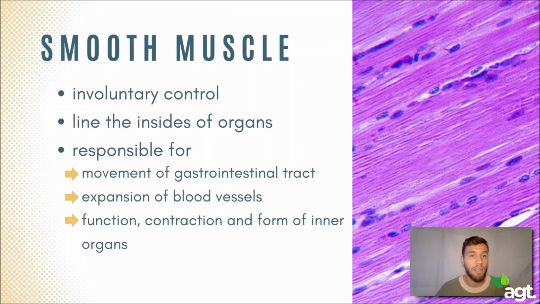Now, the smooth muscle is involuntarily controlled, which means that we cannot consciously, actively control it. For us, that just means it works by itself. Smooth muscle appears around our organs, so they line the insides of our organs and therefore are responsible for the movement of the gastrointestinal tract, also the expansion of blood vessels, and just to give our inner organs their function and their form and to help them contract. One example for smooth muscle would be the intestines that are working day and night, even while we sleep, digesting the food, and we're not actively controlling it.